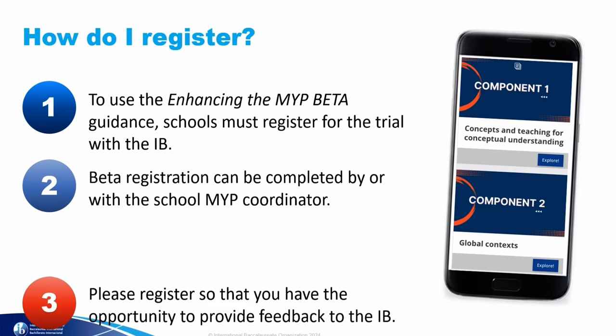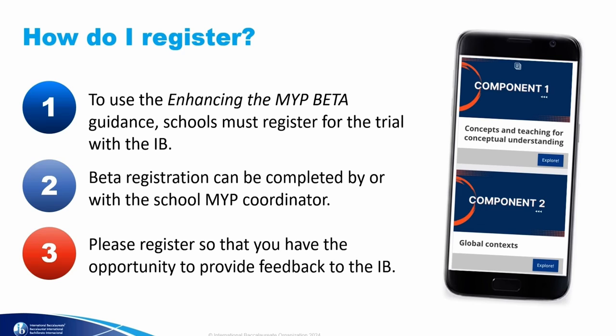Please register so that you have the opportunity to provide feedback to the IB. Registering also ensures the IB can support your school appropriately through processes associated with authorization, evaluation, and supporting MYP e-assessment students while using Enhancing the MYP Beta guidance. Please note that this website includes additional information about these areas in the Next Steps: How to Beta Test This Guidance section of each element.